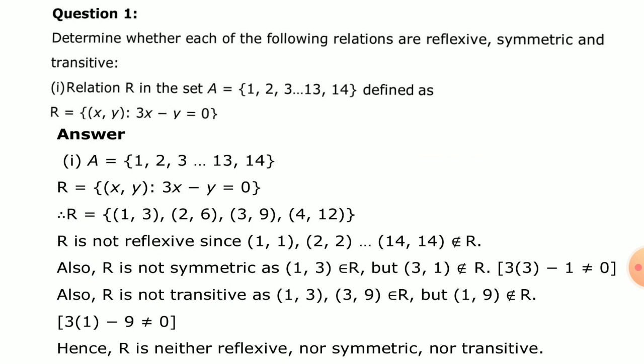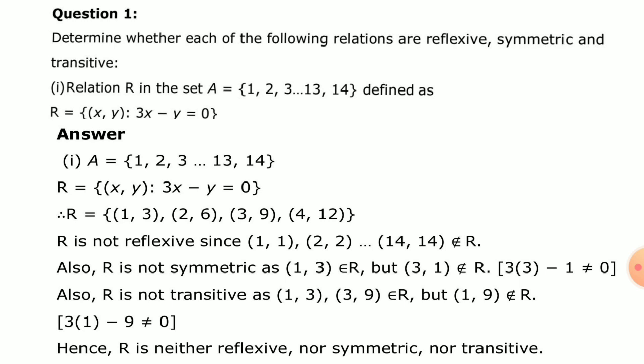First of all, we check reflexive, symmetric and transitive. What is a reflexive relation? For every a belonging to set A, if (a, a) belongs to R, it is called a reflexive relation. Next, symmetric relation. Symmetric relation means for every (a, b) belongs to R implies (b, a) belongs to R. Next, transitive relation. Transitive relation means (a, b) belongs to R and (b, c) belongs to R, then (a, c) belongs to R.